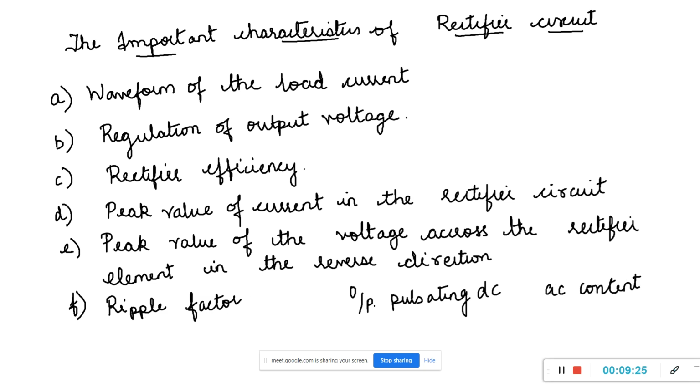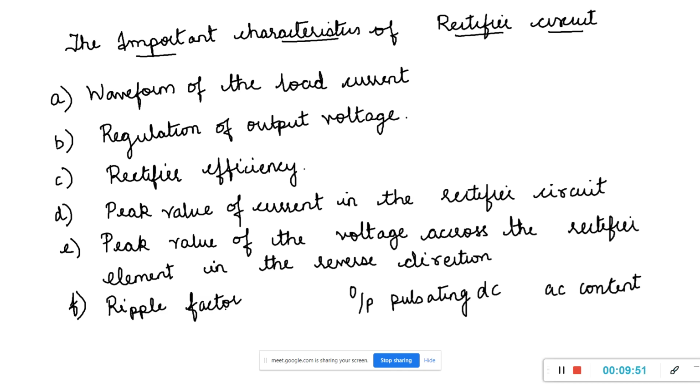I repeat, the output of the rectifier should be pulsating DC, but in that some AC content is there. So we measure that mathematically, and that factor is known as ripple factor. The content of AC in the output pulsating DC is measured mathematically, and that factor is called ripple factor.